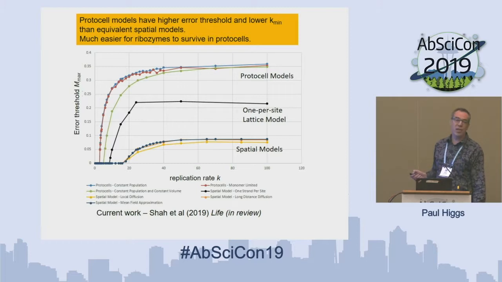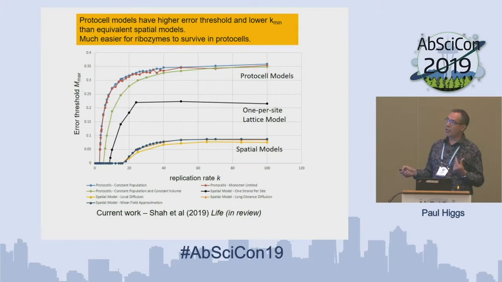I've got three curves here because there are three slightly different protocell models which I'm not going to explain. There are different ways of formulating these models. But all of these three are very similar, and they're protocell models. There's three curves here which are slightly different spatial models, and they're all much worse than the protocell models. And there's one in the middle which is our old version of one per site on the lattice. So this is the oranges, which we can't really compare, but these are two lots of apples, and what we say is protocells are much better than spatial models for two reasons.